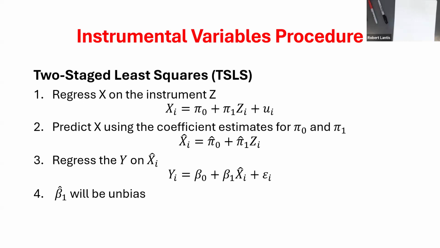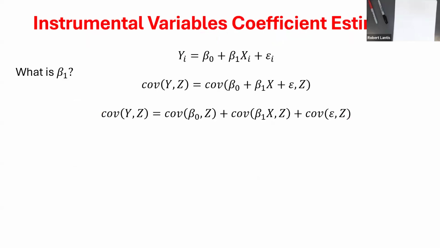If I do that, I should end up with a coefficient estimate that is then unbiased, right? It's eliminated this measurement error, it's eliminated omitted variable bias, etc. So once again, we'll look through more examples of how we do this. This is kind of where we left off.